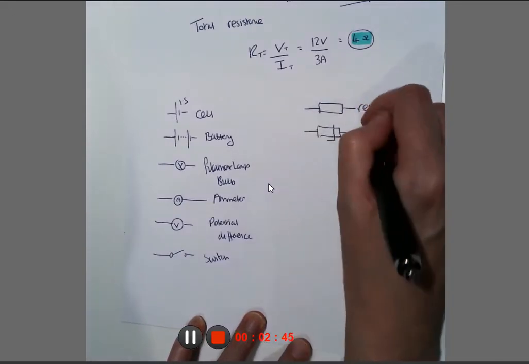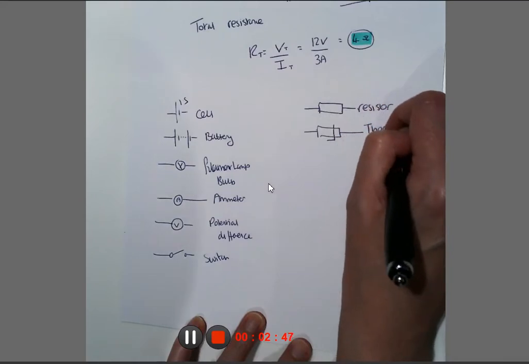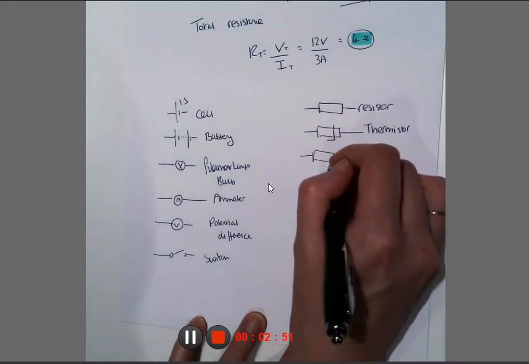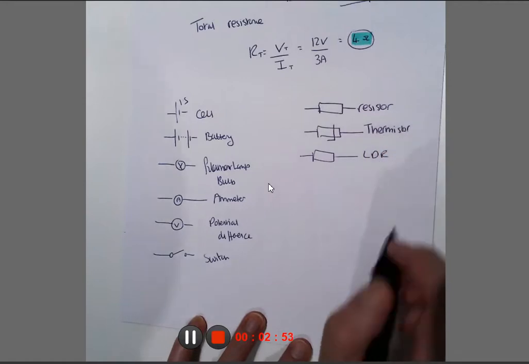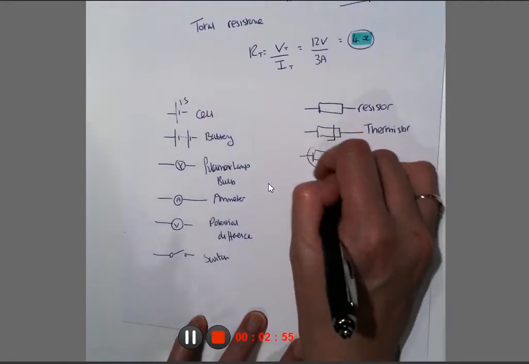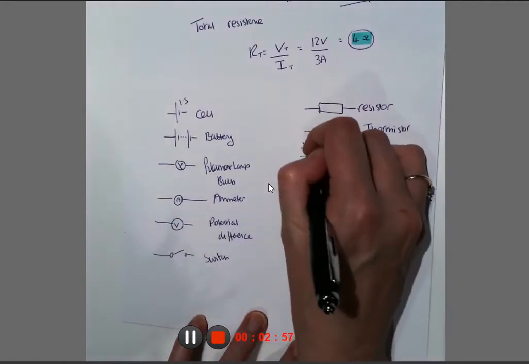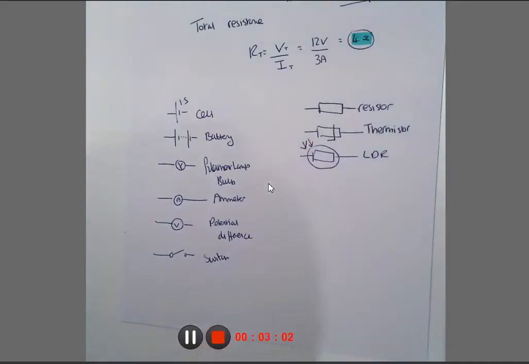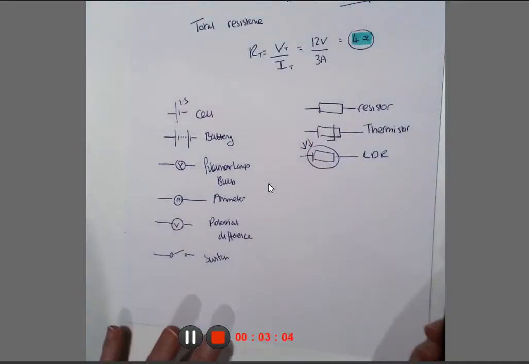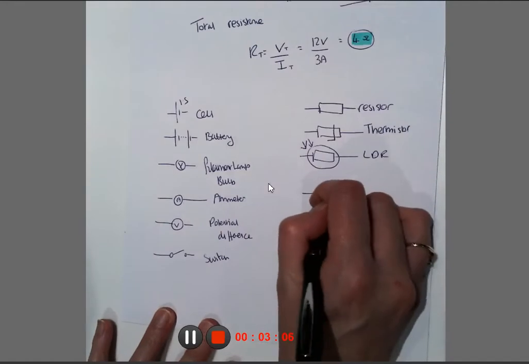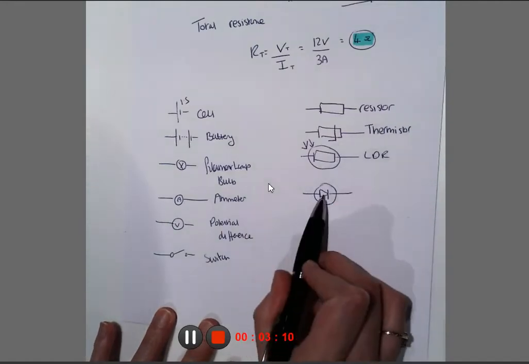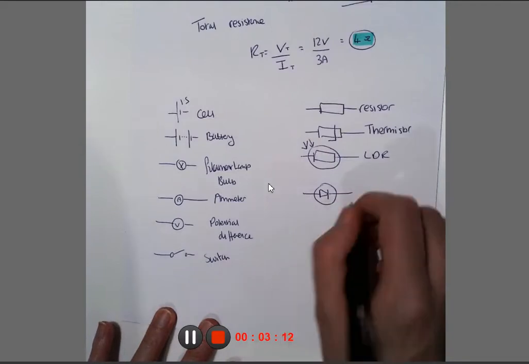That is a thermistor, which is a resistor that depends on temperature. And this is an LDR, a light dependent resistor. The 2 arrows here on the symbol mean the light is shining on the resistor. So the resistance of an LDR depends on light intensity. This is a diode which only lets electricity flow in this direction. It stops it in this direction.